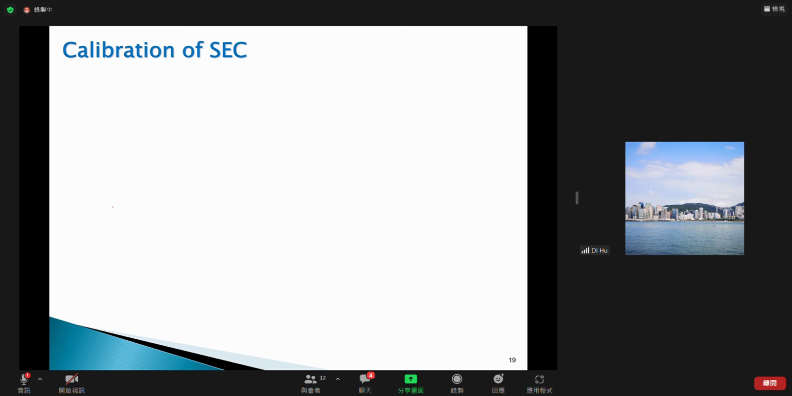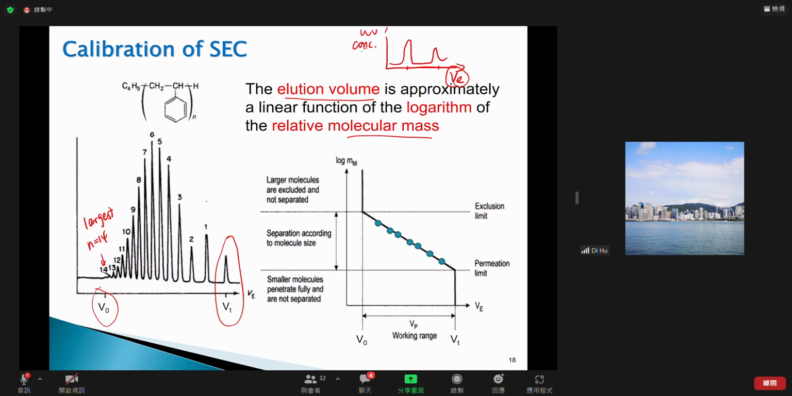And then this peak corresponds to n equal to 1. So this is the smallest one, if n is 1 to 14 for this one. So this is n equal to 1, the smallest one, and it comes out last.